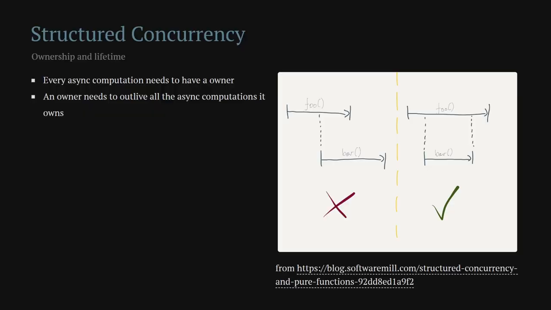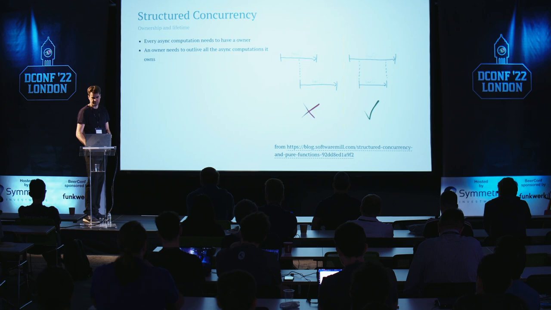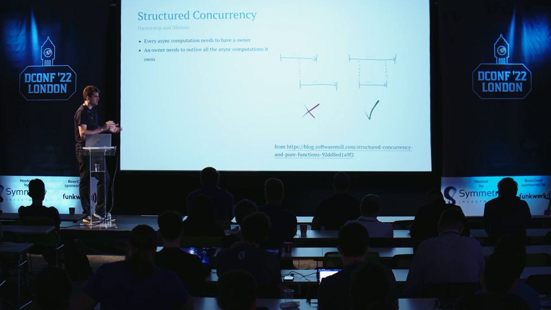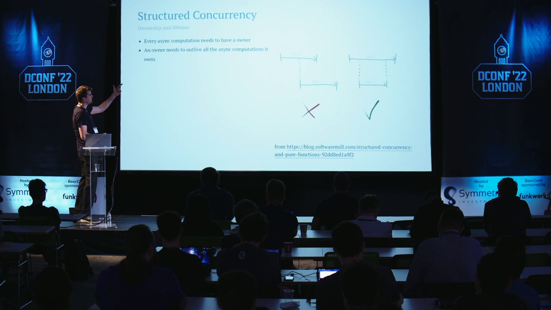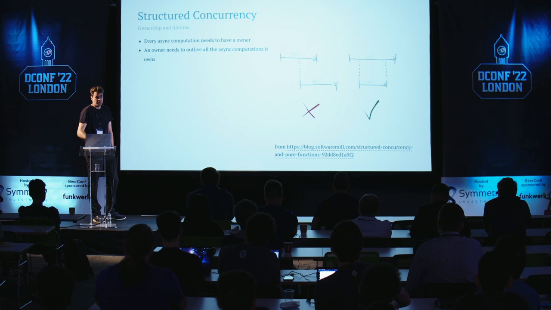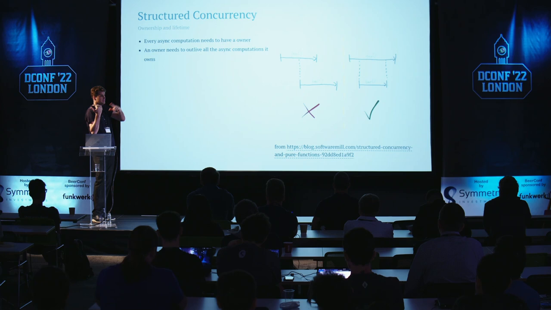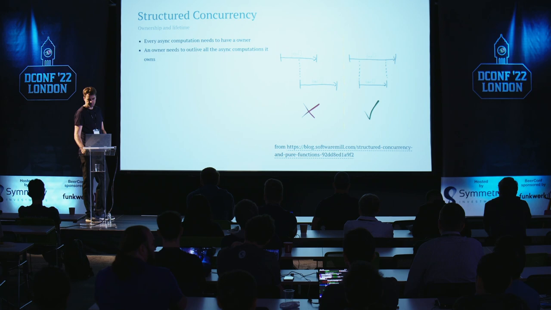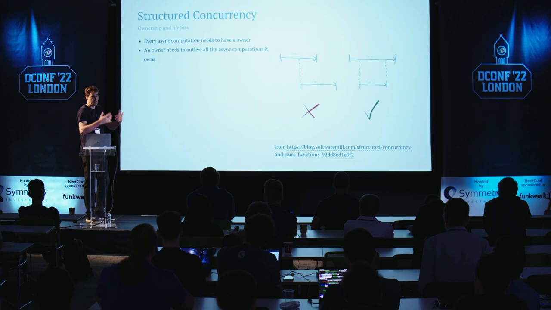So about ownership and lifetime, every asynchronous computation needs to have an owner. I say computation, function, task, similarly, right? Everyone needs to have an owner, like every single one. You can't just do things fire and forget style and just have it run detached or something. And an owner always needs to outlive all the asynchronous computation it owns. This is just like regular programming, right? If you call a function, then you don't just go somewhere else. And this allows the control flow to be clear when you're reading the code, despite the fact that you might, I don't know, run a gazillion threads or fibers or whatever.